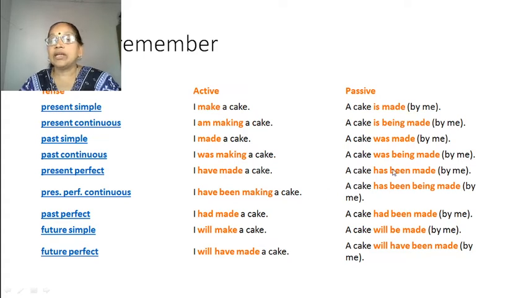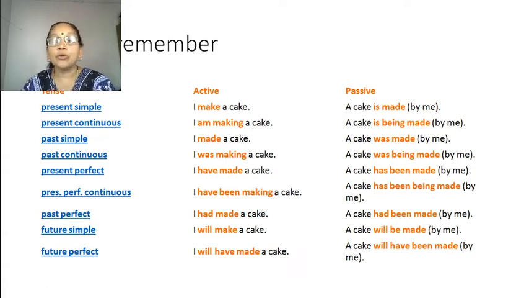So here, a cake has been made by me. Present perfect continuous: I have been making a cake. A cake has been being made by me. This is past perfect: I had made a cake. A cake had been made by me. In all perfect sentences, there is a change again. How you have added being, in the same way in perfect tense you have to add the word being.